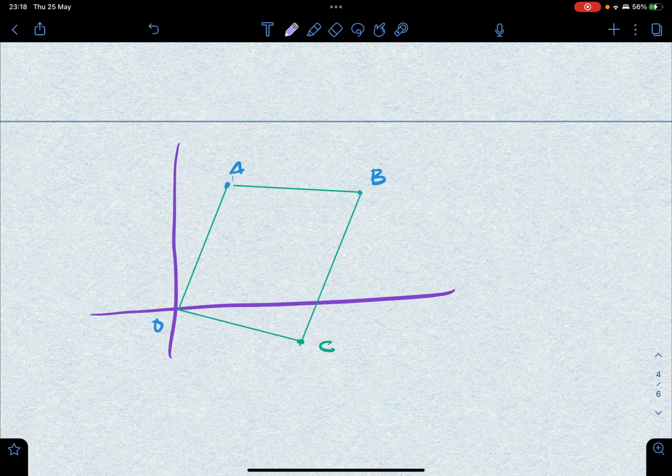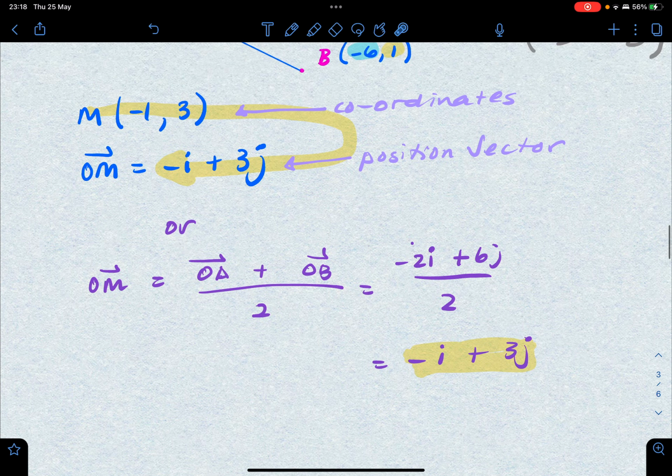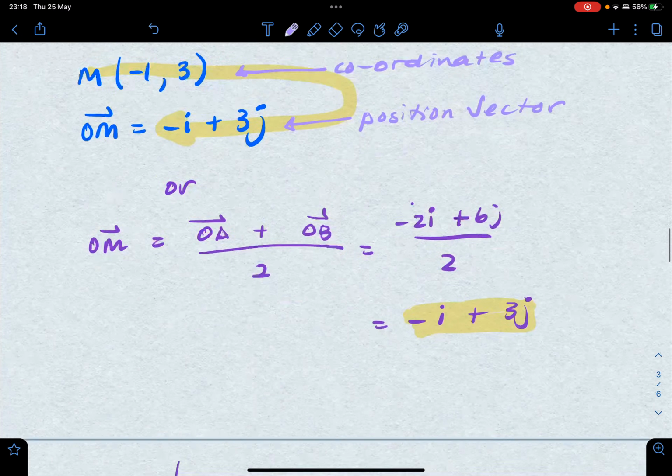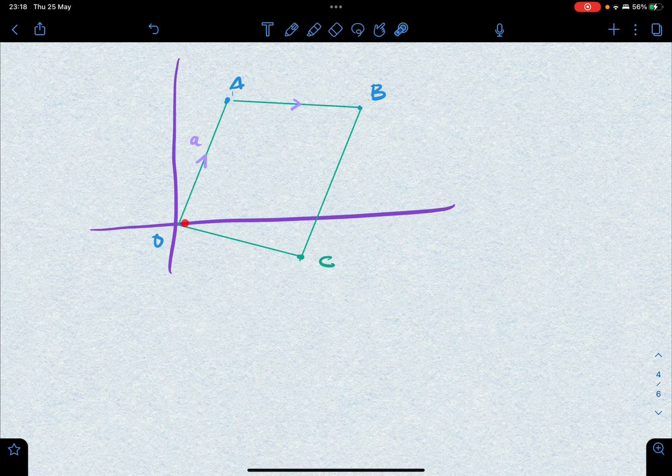Now, we know this vector, OA, that's just what we called a. We know this vector, AB, we found it. Now we want to find OC. That's what the question says. Find the position vector of C. That's just another way of saying OC. So how am I going to find OC? Let me highlight that. That's what the question is asking for. OC.